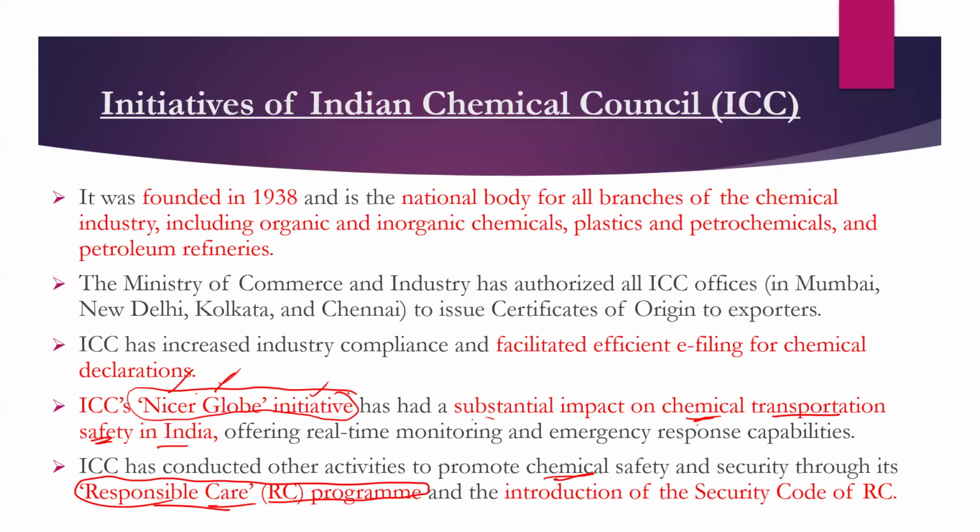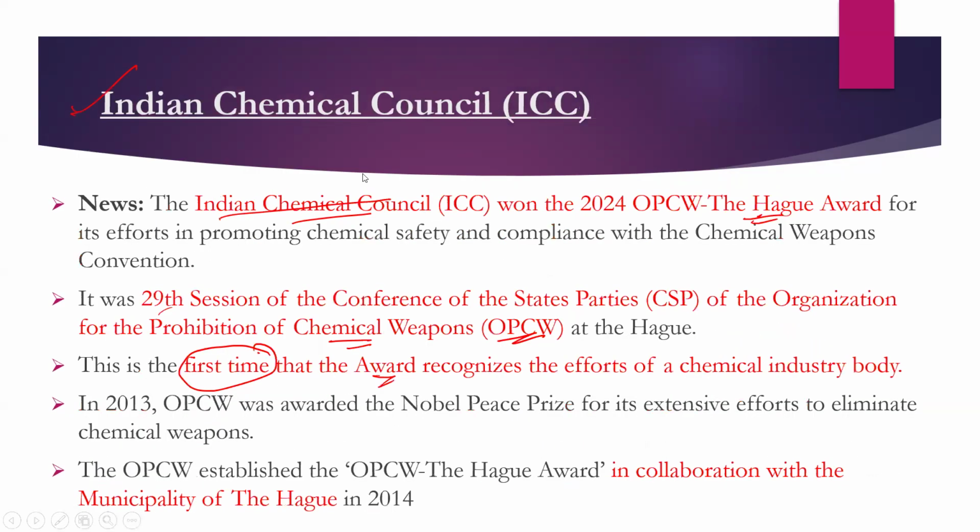Apart from this, the Indian Chemical Council is the national body for all branches of the chemical industry, both organic and inorganic, and it has facilitated industry compliance and efficient e-filing for chemical declarations. It also issues certificates of origin to exporters. If you want to export chemicals, this is provided by it. It authorizes industries to export chemicals. So this is a very important body that you should know, and it has been recently awarded.